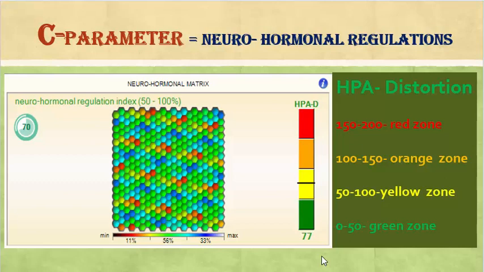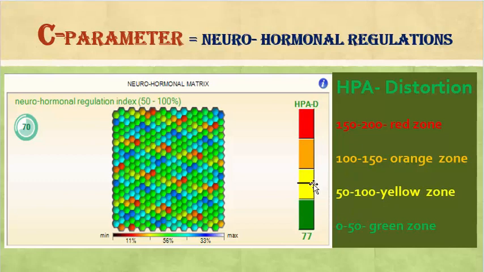The HPA axis distortion has numbers and shows up in different zones or corridors. The green corridor starts from 0 to 15, which is ideal, so we would like to stay there. If there is some mild distortion of the HPA axis, we see it from 50 to 100. The number on the bottom represents what they have. Here we show up in the yellow zone at 77, so in this case we see it right over here. One is like moderate distortion.